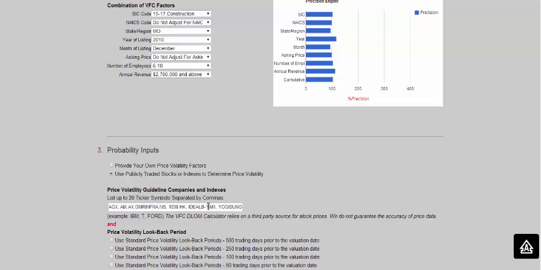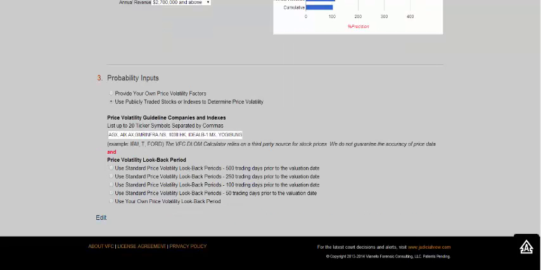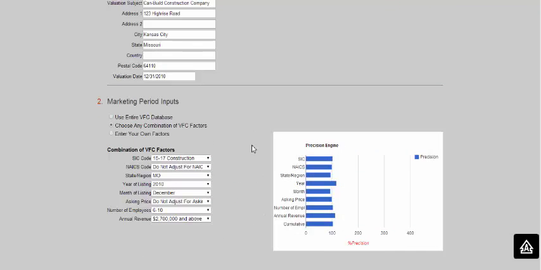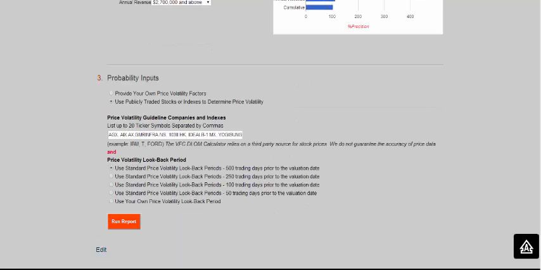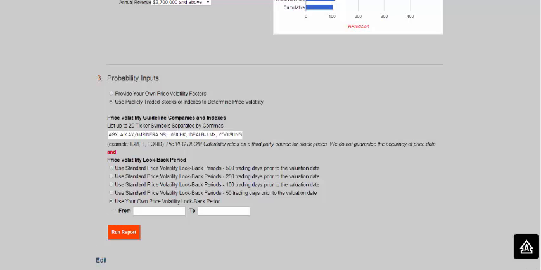Be sure to separate the ticker symbols with commas. The VFC DLOM calculator will obtain the price history of the specified ticker symbols and compute their price volatilities for the 50, 100, 250, and 500 trading days prior to the valuation date, which in this case, of course, is December 31, 2010. Or users can enter a specific date range. I will select the 500-day radio button for this example.